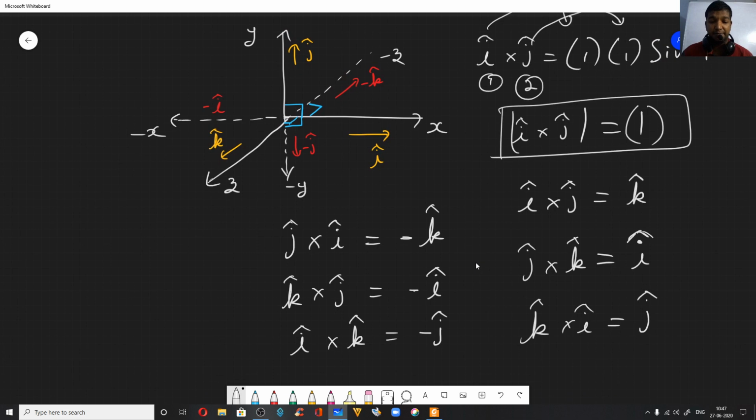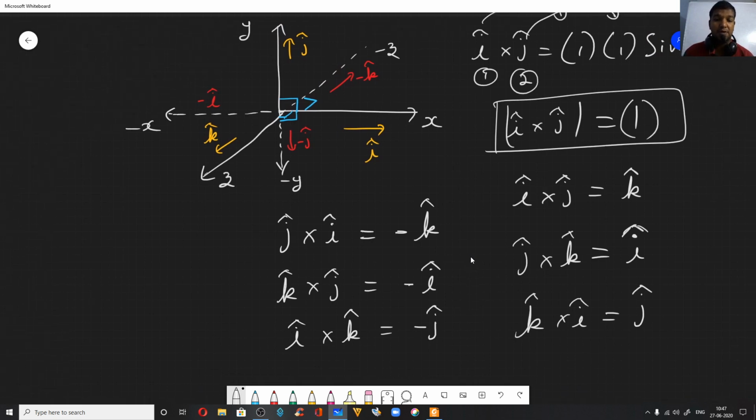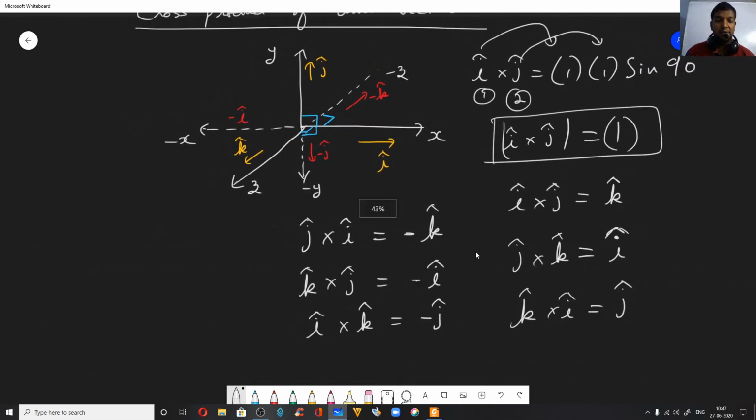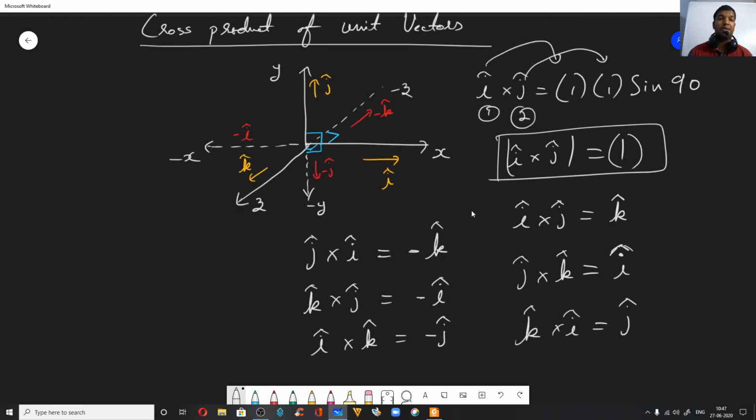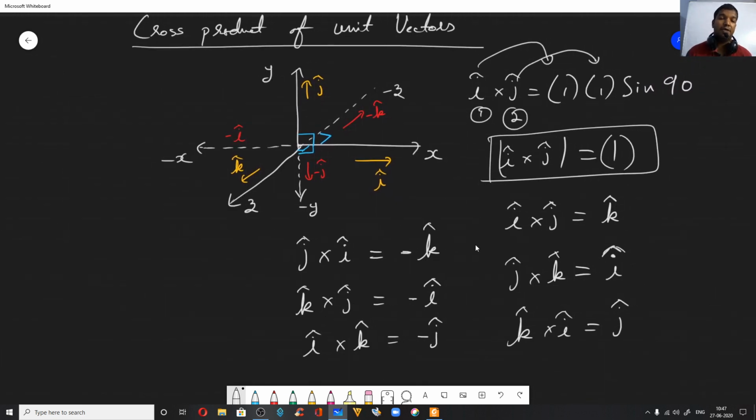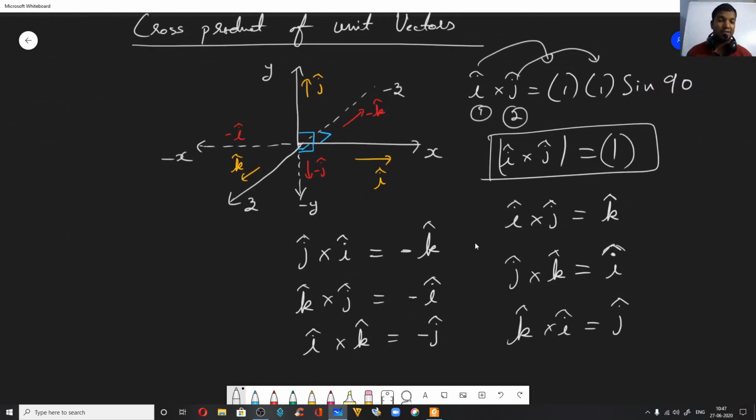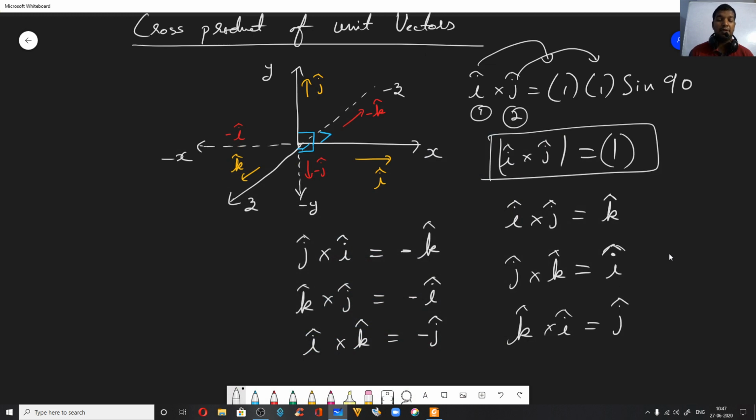Fine. I think we have covered almost all of them. So this is about the cross product if you consider the unit vectors along your Cartesian x, y, and z axes. Still we have some time left.